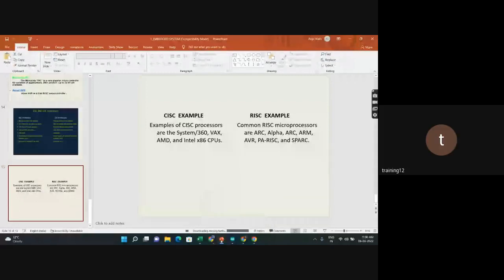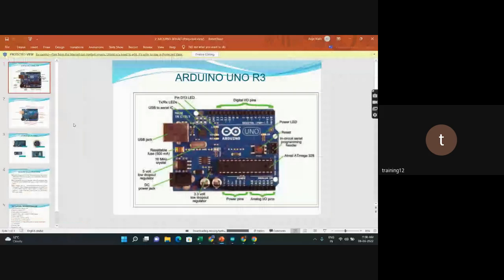The next is basics of Arduino Uno. This is the Arduino Uno board you see here. There are digital pins from 0 to 13. The first two are RX and TX: receiver pin is 0 and transmitter pin is 1. So there are a total of 14 digital pins, and among these digital pins there are 6 PWM pins.